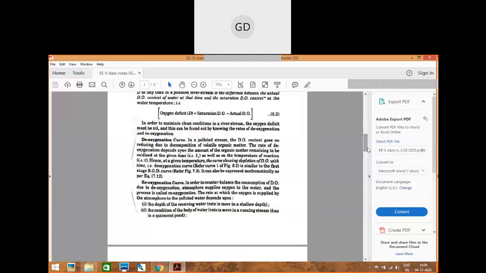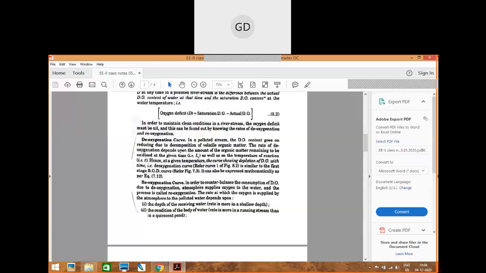So the rate of deoxygenation, what does it depend upon? It depends upon the amount of organic matter remaining to be oxidized. And hence, at a given temperature, the curve showing depletion of DO with time, that is the deoxygenation curve, is similar to the first stage BOD curve.